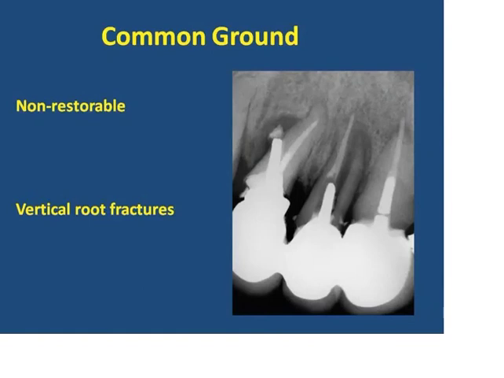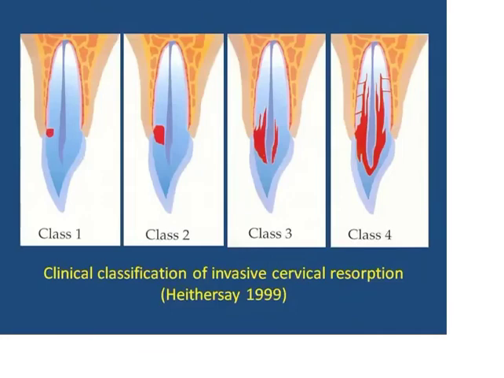So let's have a look at the common ground. First of all, it's obvious that if a tooth is non-restorable. Secondly, if there are vertical root fractures, as we see in this combination of tragic dental consequences.